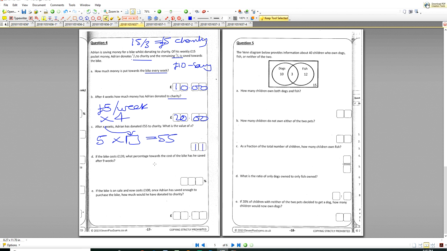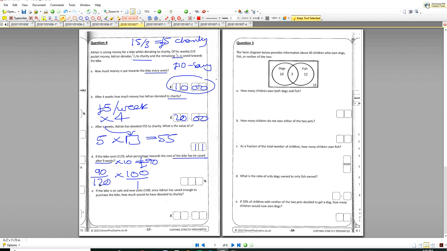If the bike costs £120, what percentage towards the cost of the bike has he saved after 9 weeks? We know he's saving £10 a week. So 9 weeks times by 10 is £90. So we've got to work out £90 as a percentage of the cost of the bike, which is 120. So 90 over 120. And then we can convert that into percentage by timesing by 100 over 1.